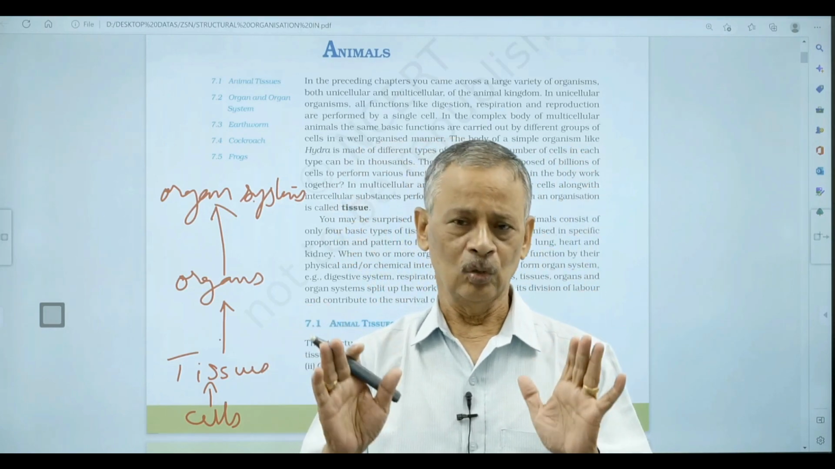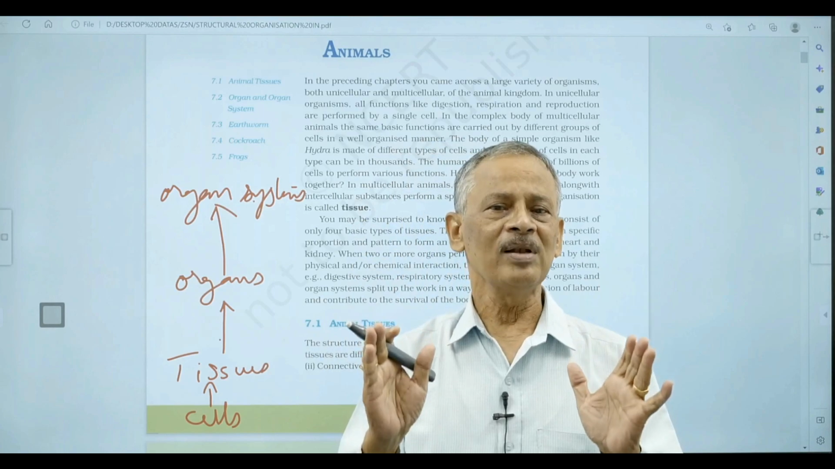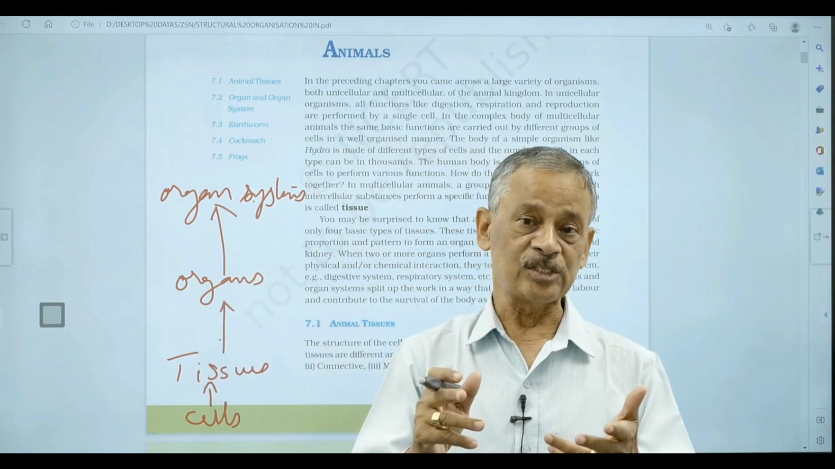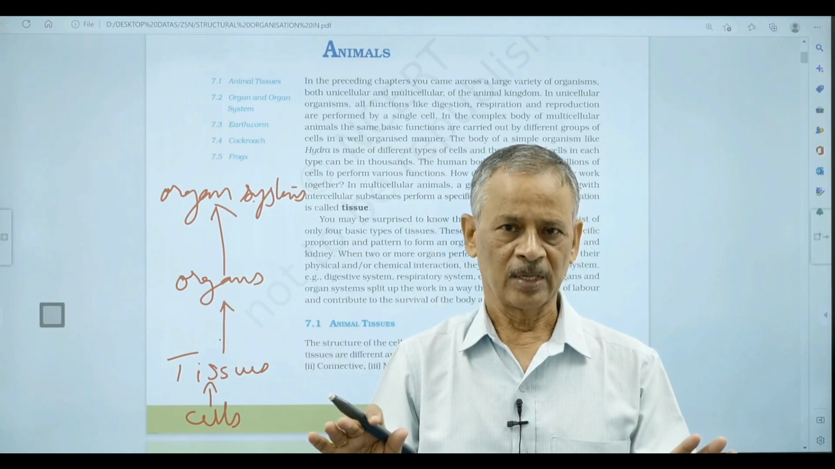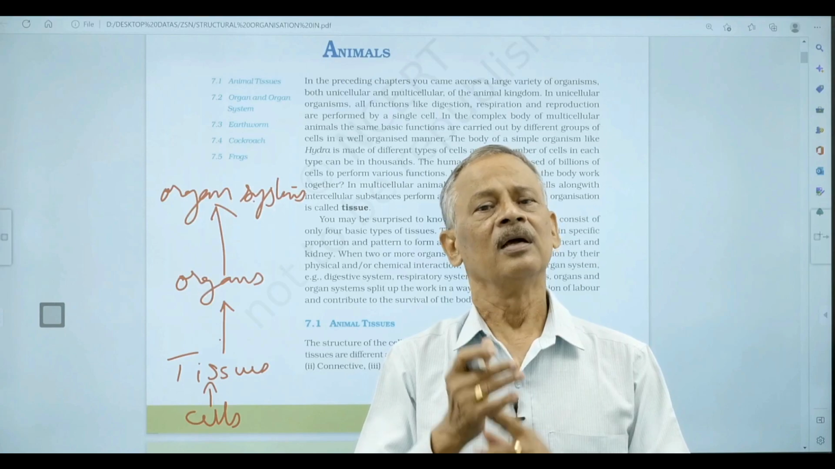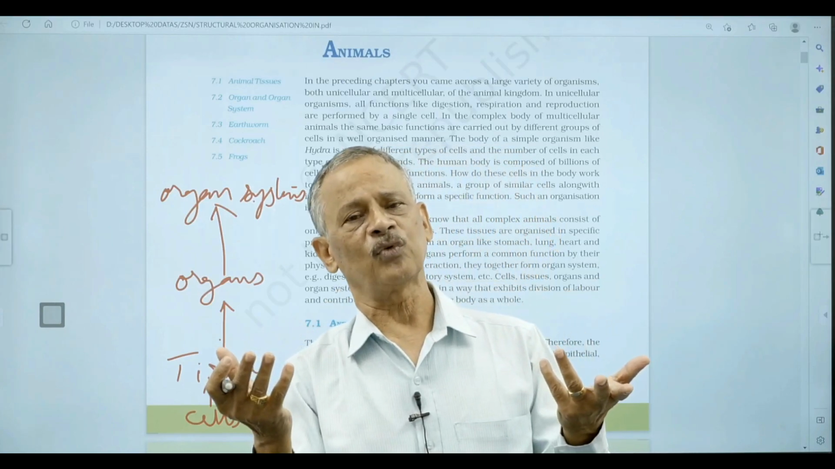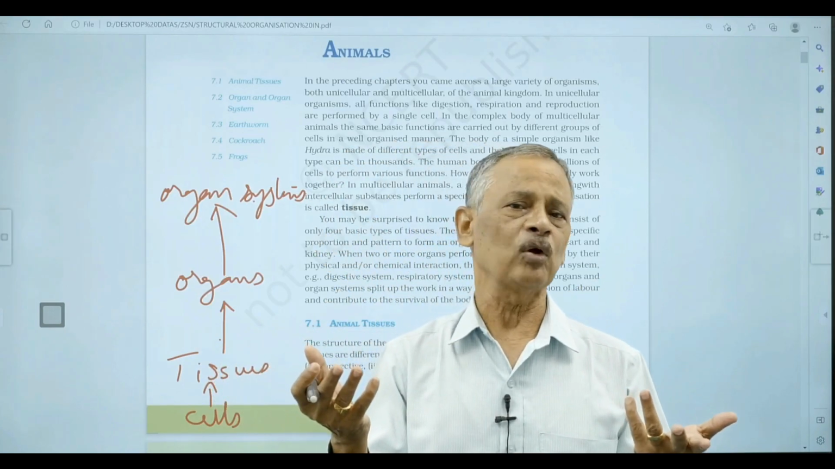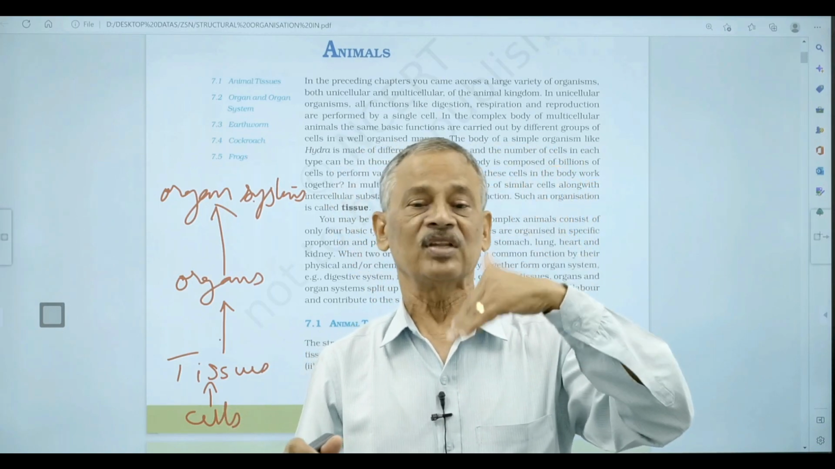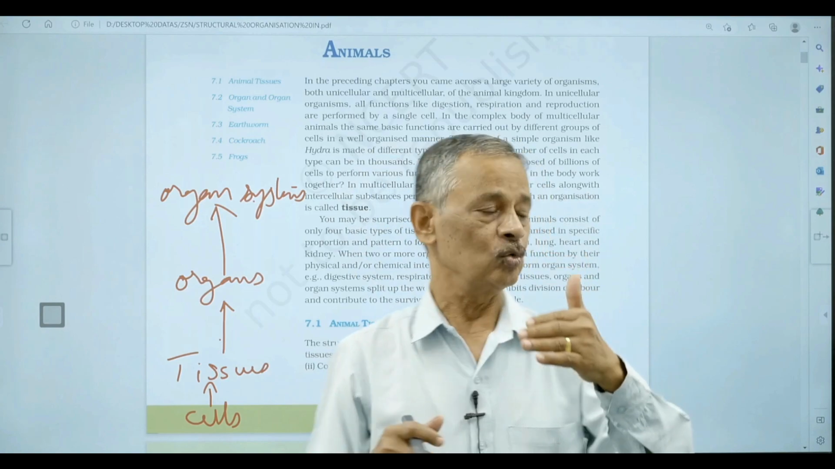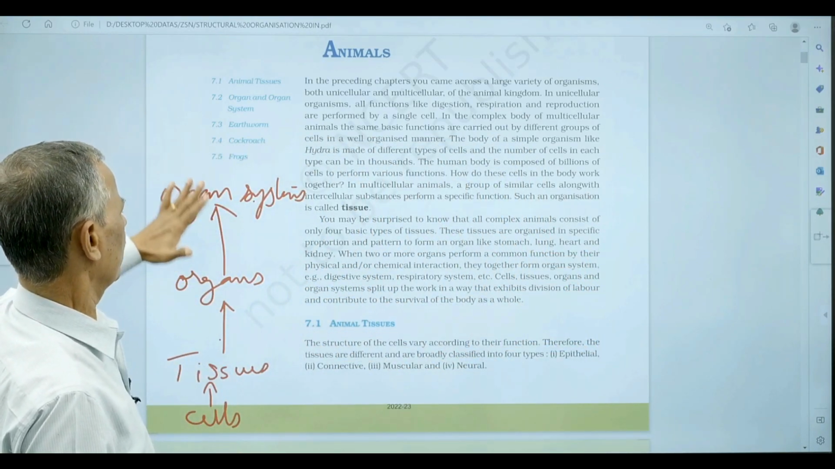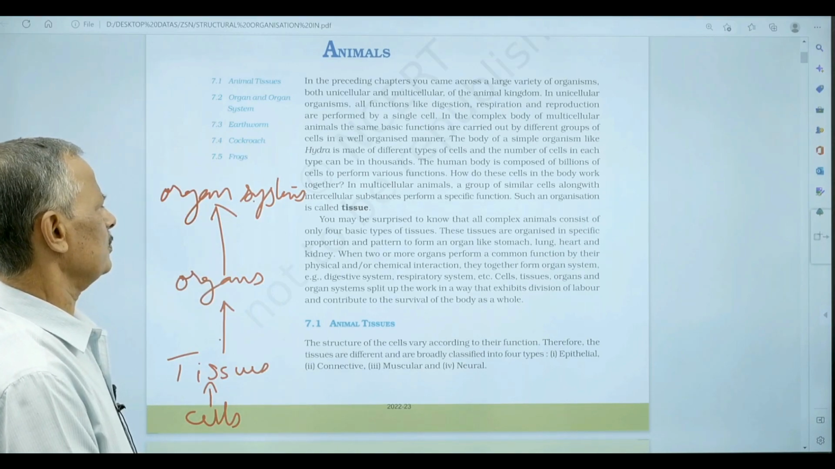Clear? So, in brief, animals have a large number of cells which are all organized to tissues. In some, only tissue will be there. For example, in Cnidarians and Ctenophora, in their body you have only tissues. They are not organized to a higher level. Whereas in others, they are organized to higher levels called either organs or organ systems.